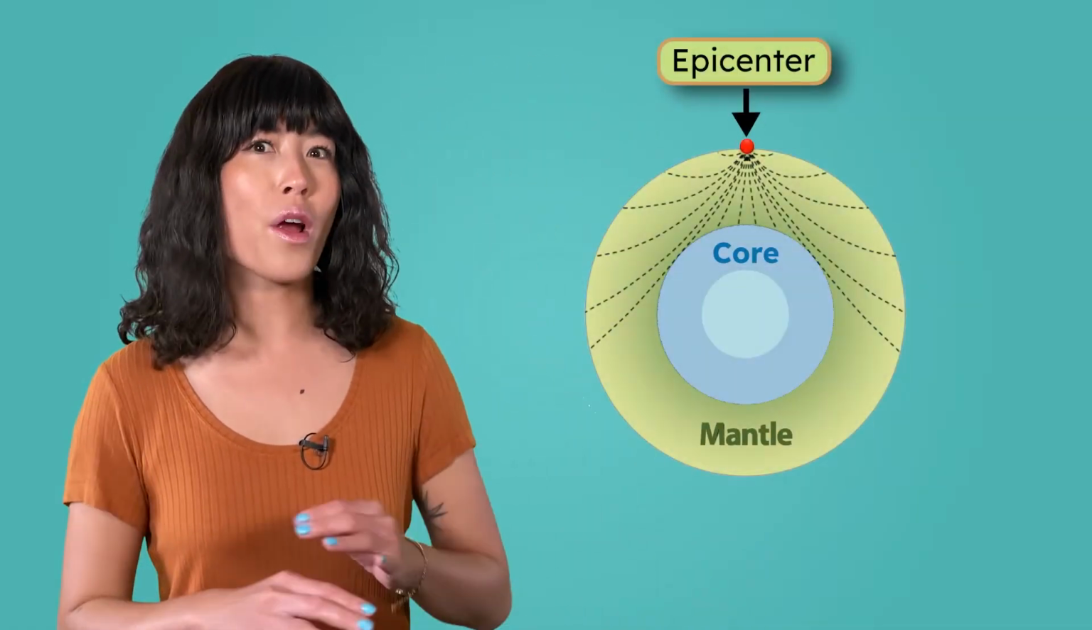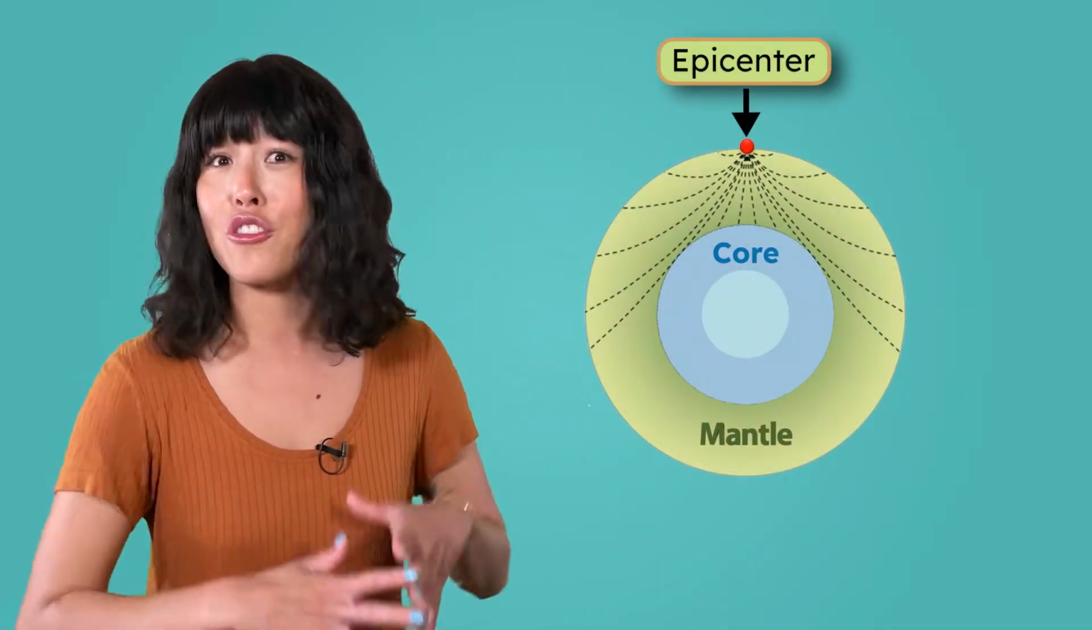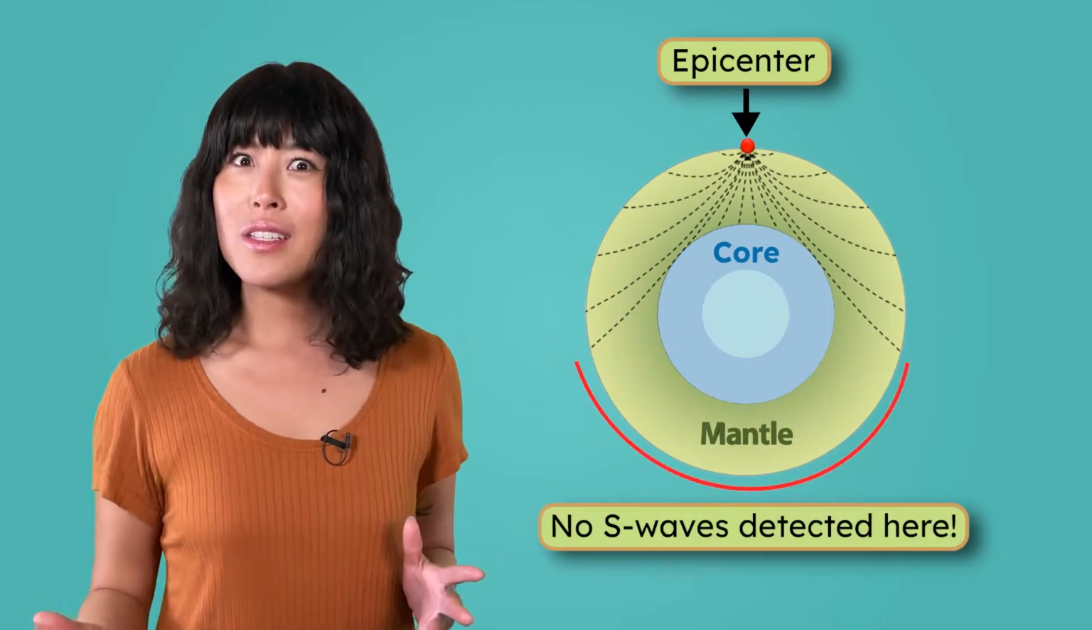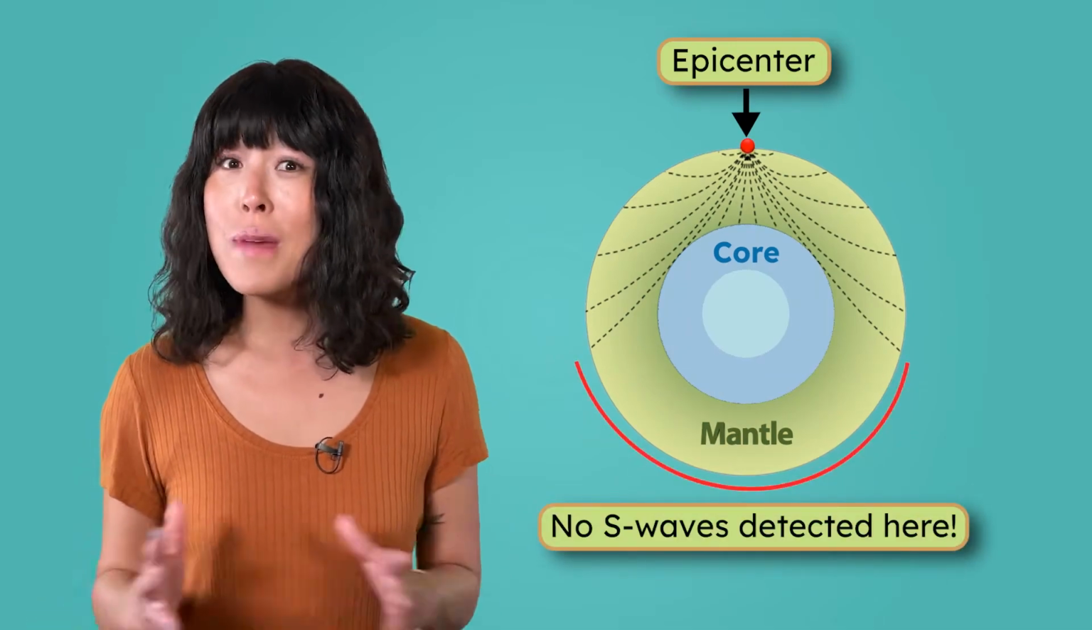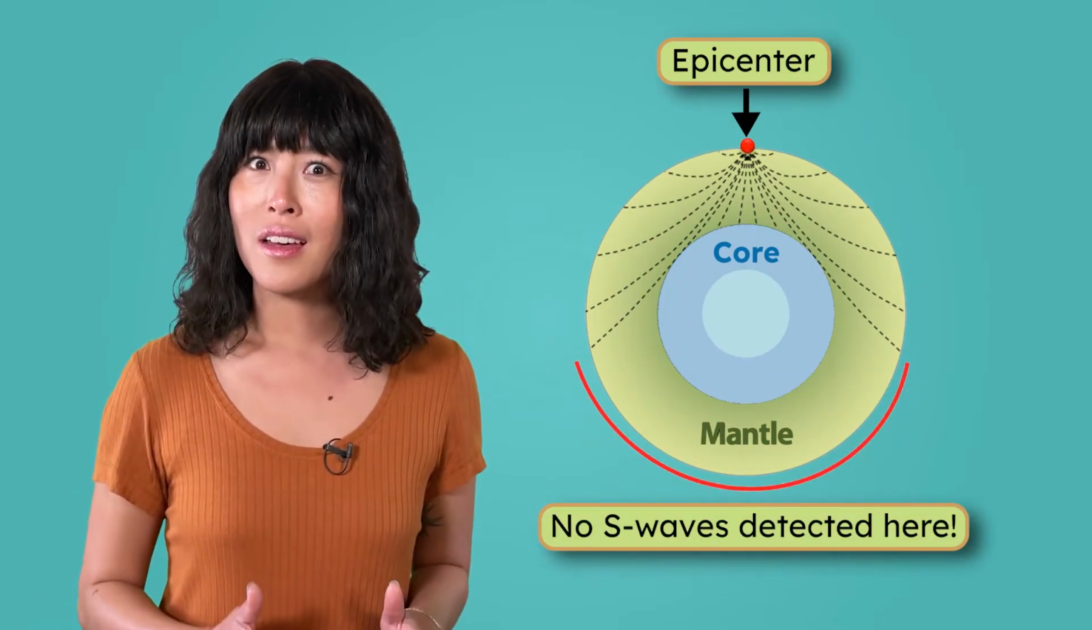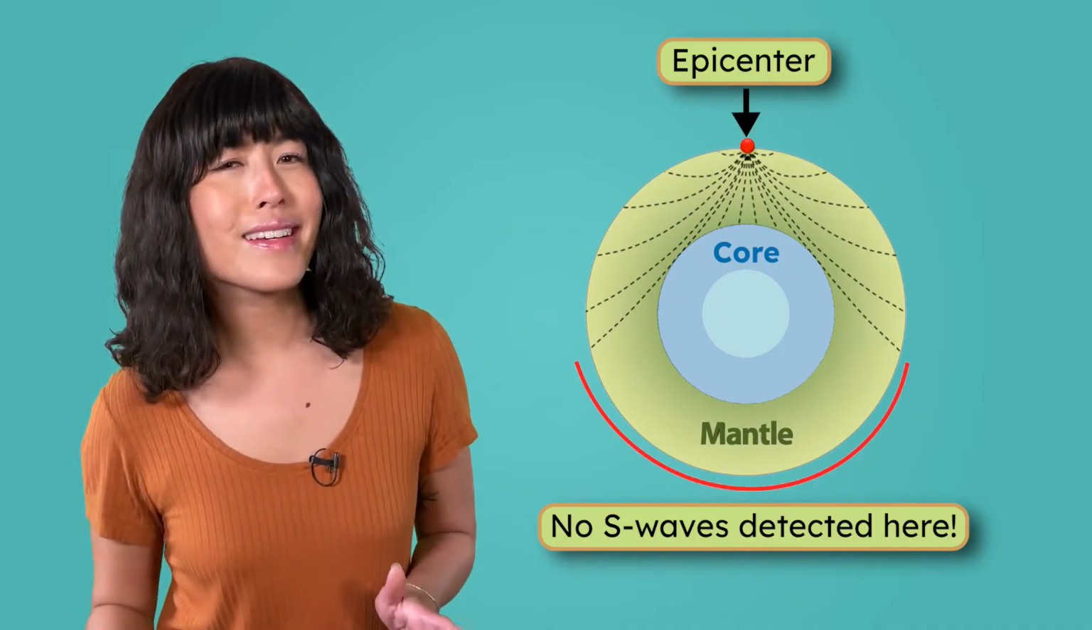The way seismic waves change speed, direction, or disappear as they travel through Earth gives scientists clues about the materials and layers inside the planet. When scientists mapped where different waves were detected after large earthquakes, they noticed that S waves were missing from certain regions. But what does that tell us?